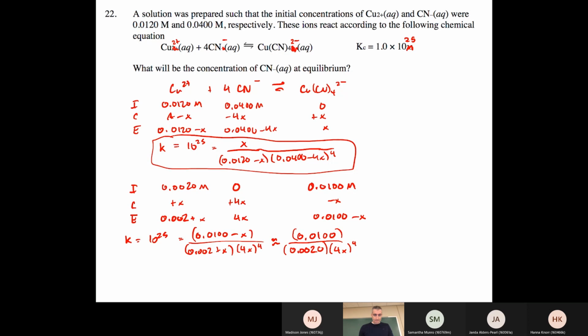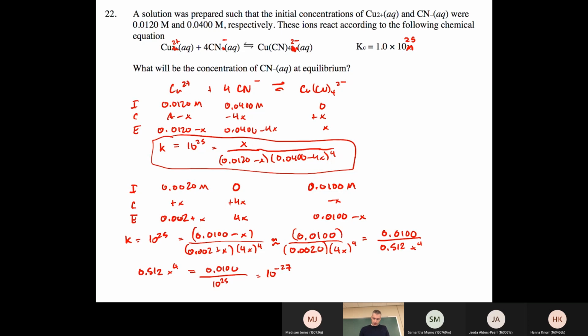We can keep going here. This becomes 0.0100 over 0.512 x to the power of 4. Okay. So at this point, maybe to make things a little bit simpler, if we cross multiply here, we could say that 0.512 x to the 4 is 0.0100 divided by 10 to the 25. And that equals 10 to the minus 27.